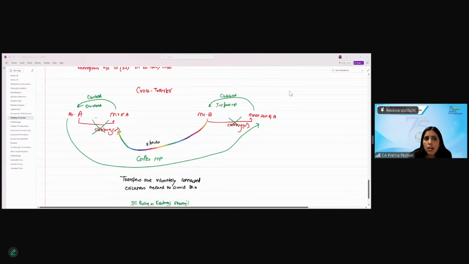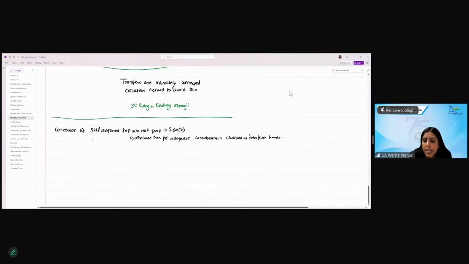Now the last point is with respect to the conversion of self-acquired property into HUF property. Where a member of the HUF converts his individual property into the property of the HUF, and this is otherwise than for adequate consideration, he's not getting any consideration in return, then the income from that property will continue to be taxed in the hands of that member. Yes. So if he transfers the property to the HUF, then the income will continue to be taxed in the hands of that member himself.